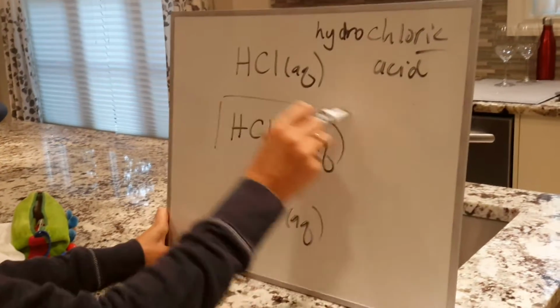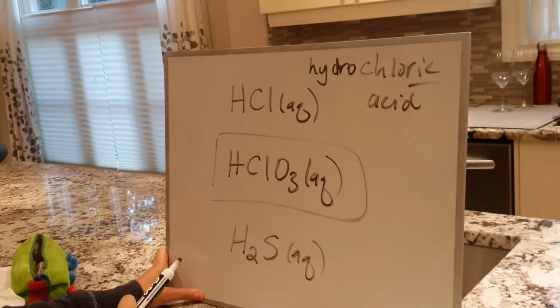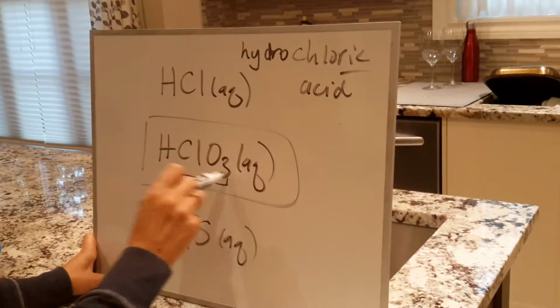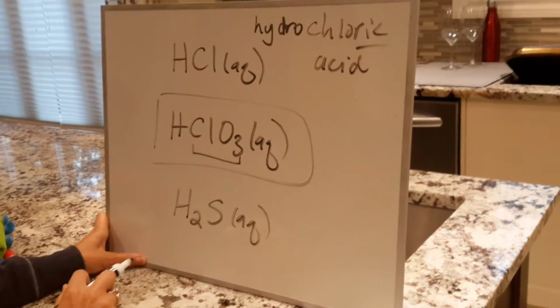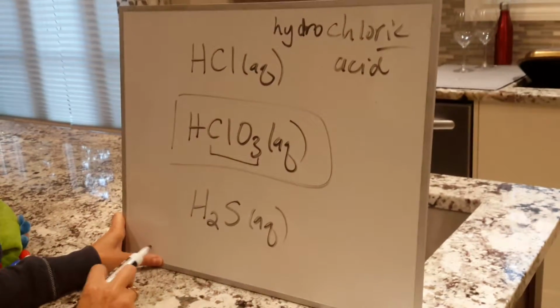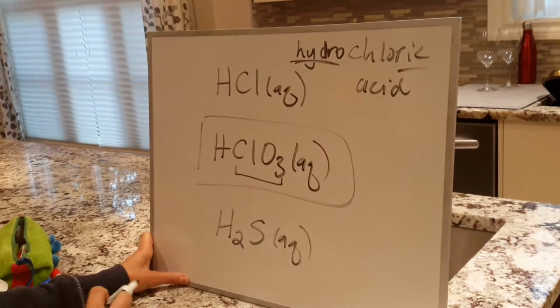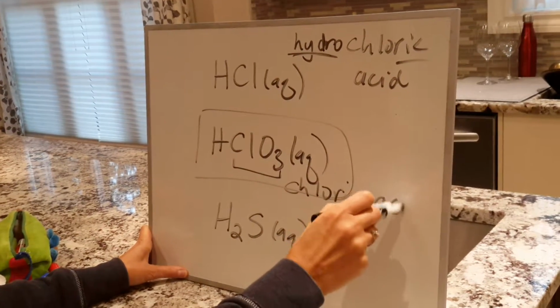So what about this acid here? This is an oxyacid, meaning it contains oxygen, so we name these a little differently. You think about the polyatomic ion that's here, which would be chlorate. The ATE ending gets converted to ic when you name the acid, and we do not use the word hydro. So this is simply chloric acid.